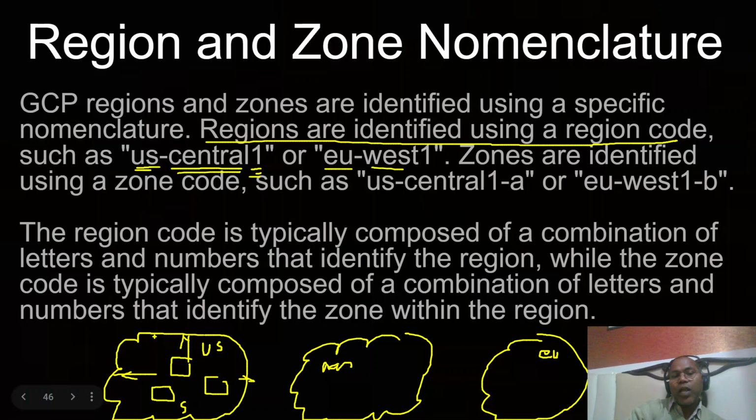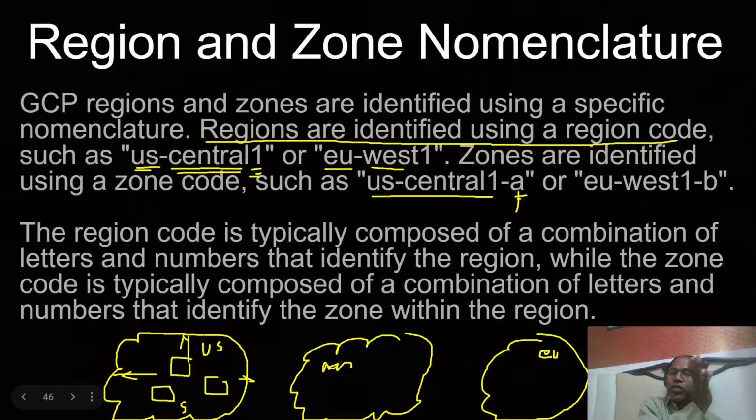Notice one region has multiple zones. A zone is a specific location within a region, and one or more zones can be in one region. For example, US Central 1 has three zones: US Central 1A, US Central 1B, US Central 1C. Zones are given an alphabet letter A, B, C. In this way Google identifies the zones.